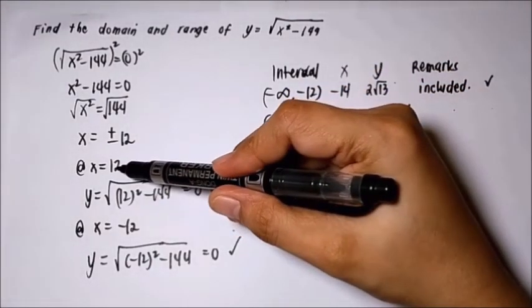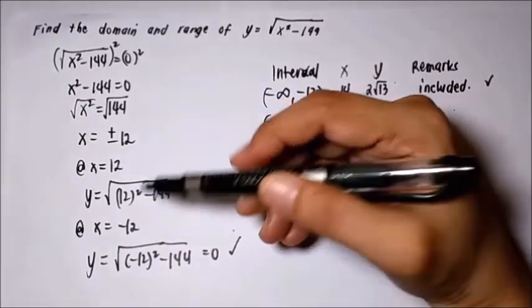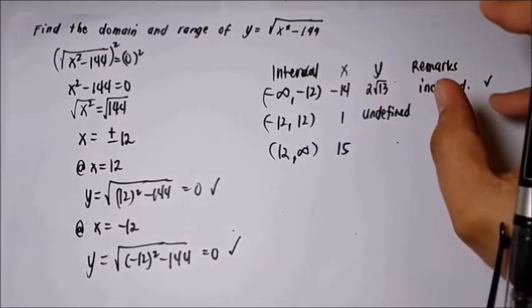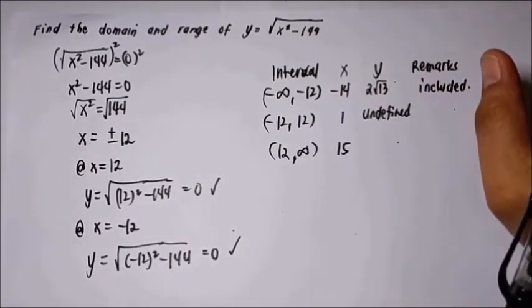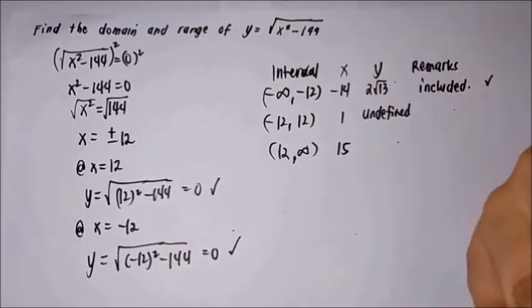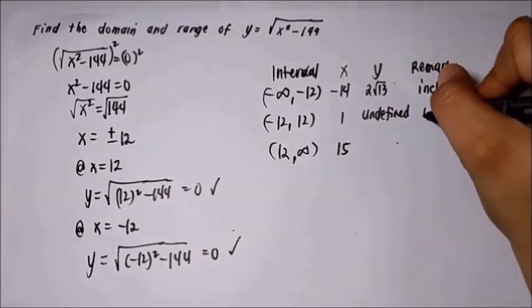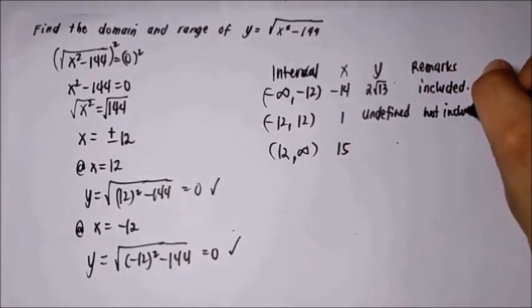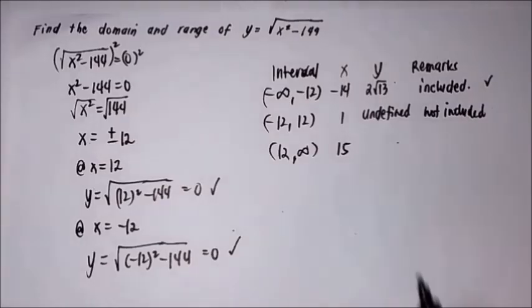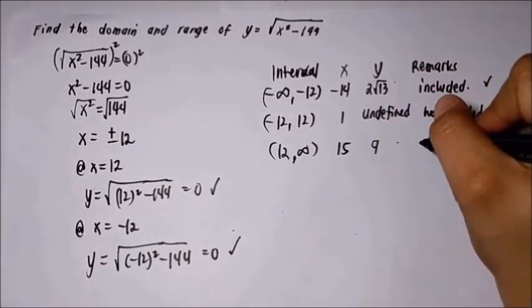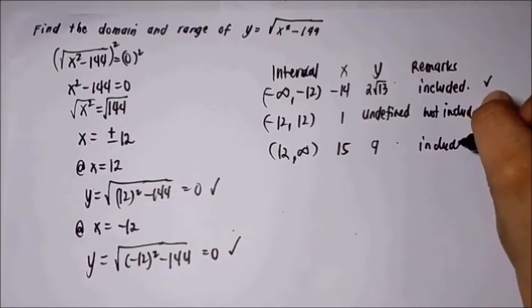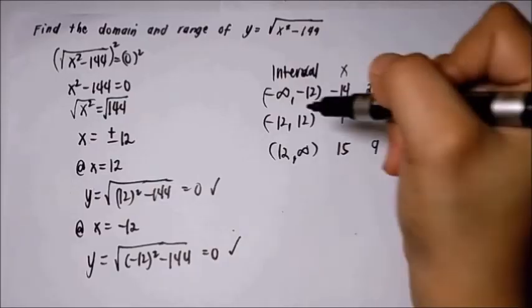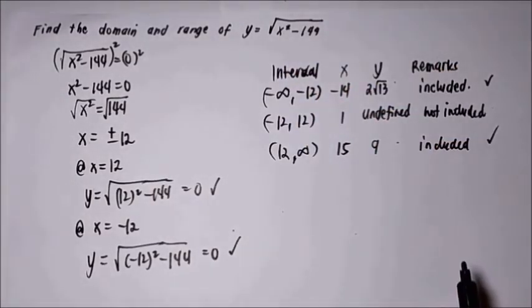But don't forget, included would be 12 and negative 12. But within that, let's say negative 11 or positive 11, they are not included. And then another one would be 12 to positive infinity. So we will be using 15, and we have positive 9. So this interval is included. So with that, we have two intervals.